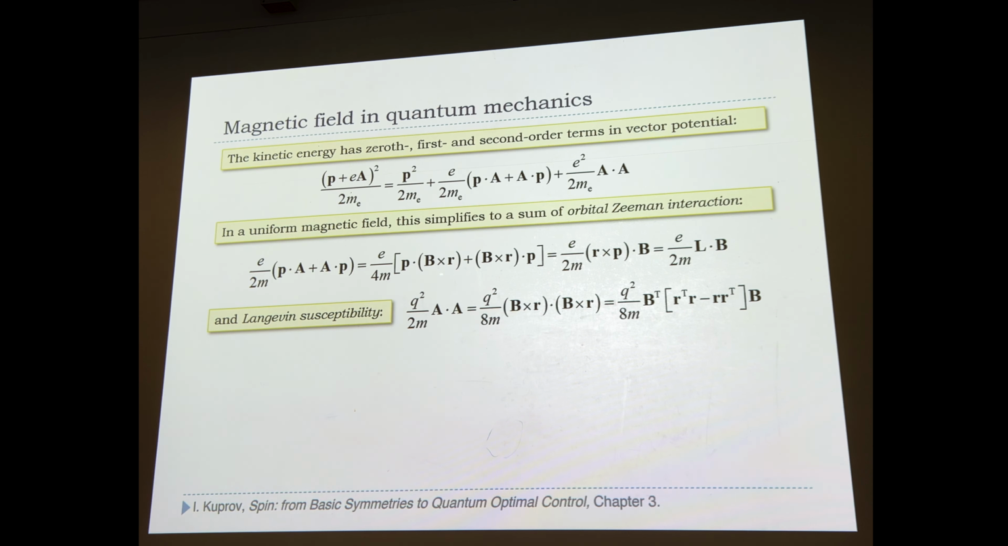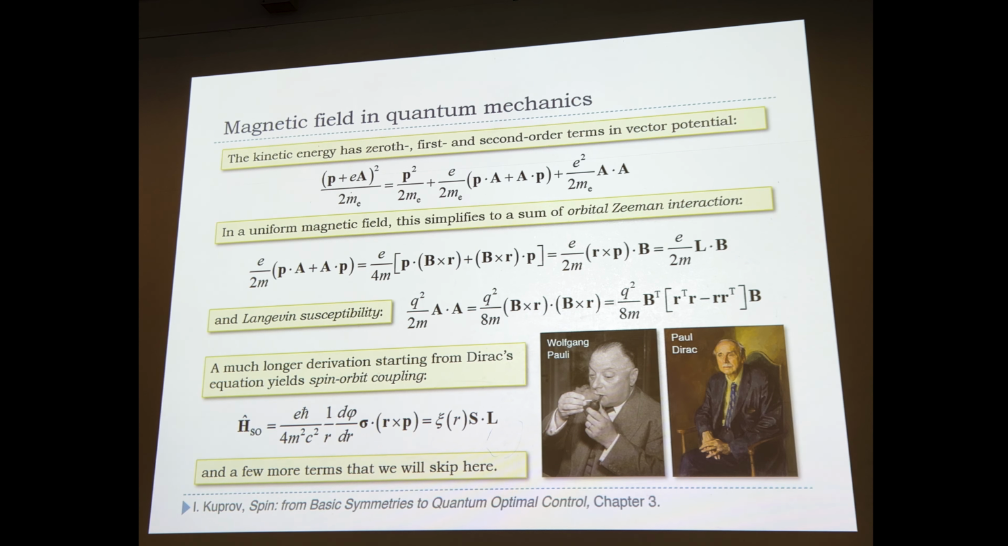Then, if we look at A dot A in the uniform magnetic field, then we got B cross R, a little bit of vector calculus in here exposes this. And of course, the things that depend on the magnetic field quadratically are things like magnetic susceptibility. Right? In this case, this is called Langevin susceptibility. And I will not bore you with this mathematics.